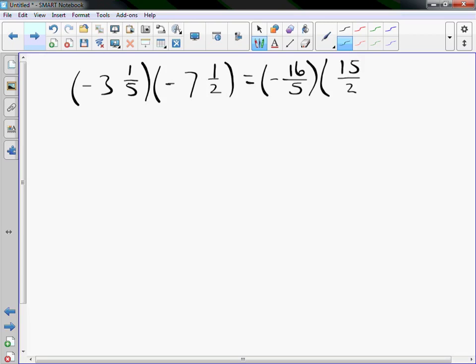That's also negative. Okay, this is multiplication because they're both in parentheses next to each other, so we multiply straight across, or cancel, if you'd like to do that. And that will actually make this one a lot easier. 16 divided by 2 is 8, and 15 divided by 5 is 3. So I actually end up with negative 8 times negative 3, which is positive 24.